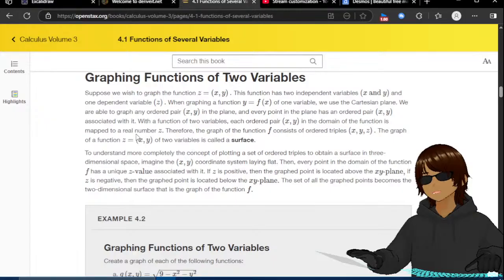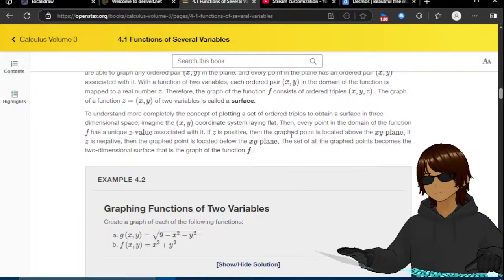To understand more completely the concept of plotting a set of ordered triplets to obtain a surface in three-dimensional space, imagine the xy coordinate system laying flat. Then every point in the domain of the function has a unique z value associated with it. If z is positive, then the graphed point is located above the xy plane.